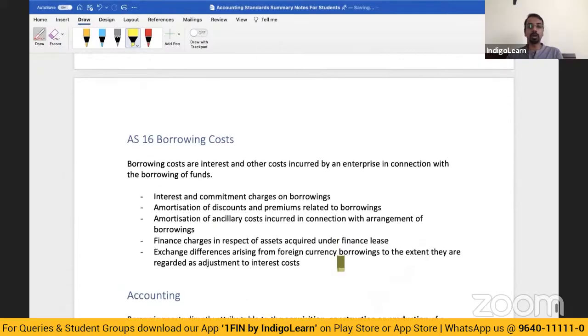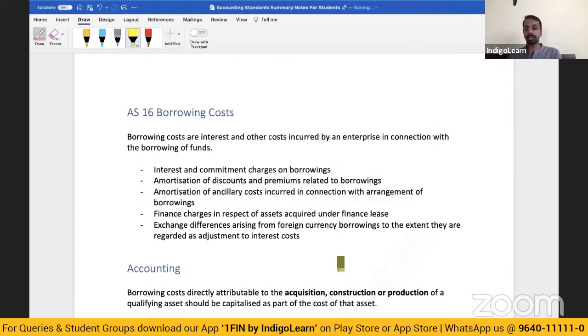Now moving on to borrowing cost. Let me check if you have some questions.